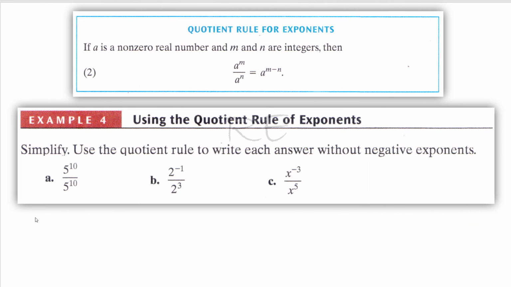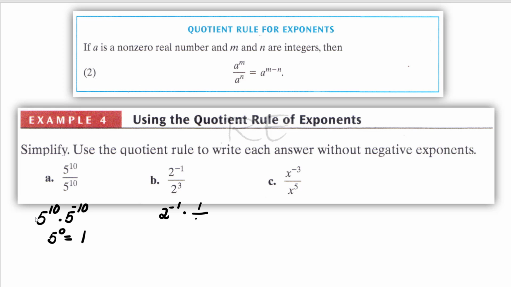a to the m divided by a to the n is equal to a to the m minus n. 5 to the 10 over 5 to the 10 is equal to 5 to the 10 minus 10, which is 5 to the 0, which is 1.